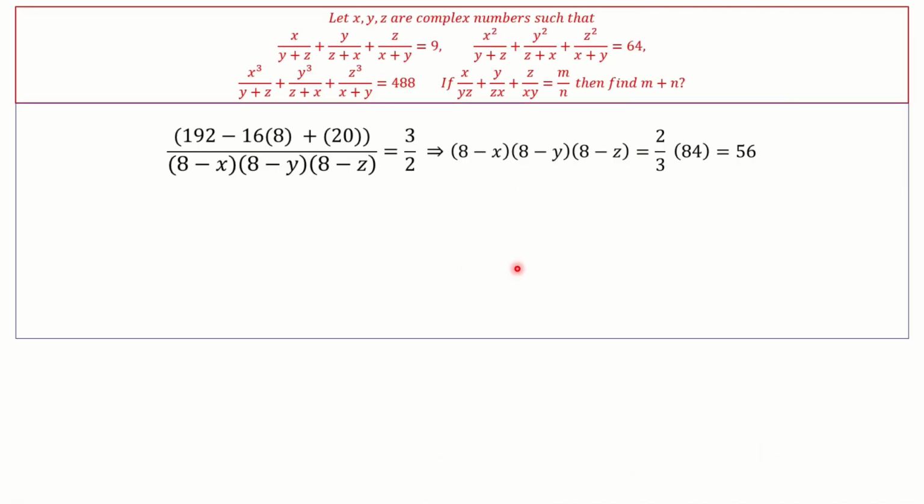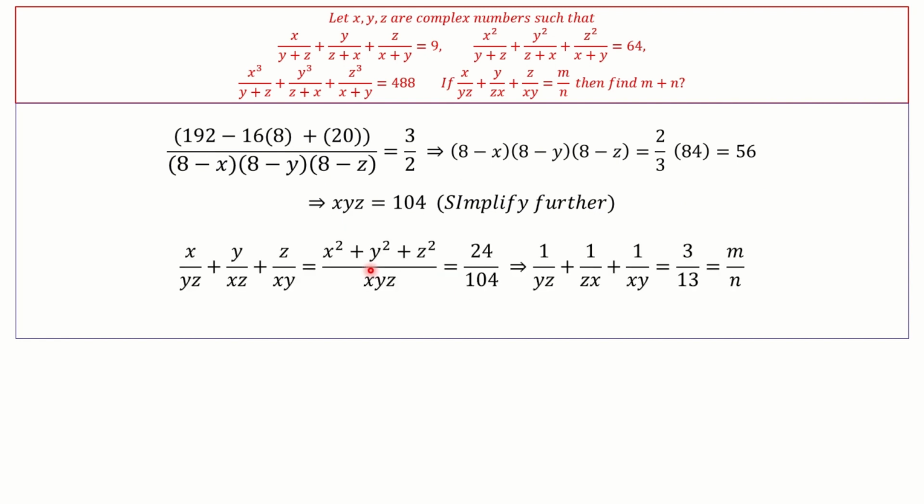What you will get is basically this expression. Finally, you will end up with this expression, and this also you simplify further, do it yourself, you will get xyz as 104. Now we have all the values: x by xyz plus y by xz plus z by xy is nothing but x square plus y square plus z square by xyz, which is equal to 24 by 104. I don't know why I wrote this. This is wrong actually.